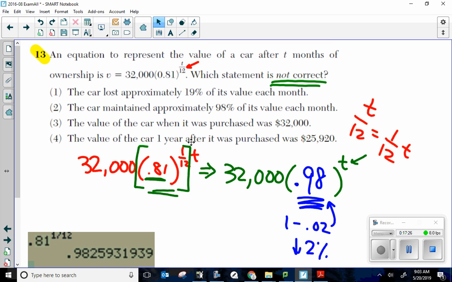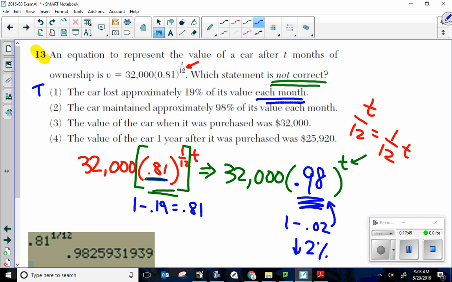All right. So now that I've done that, let's take a look at our options. The car lost approximately 19% of its value each month. Right there, they're assuming you're going to look at this and say, yeah, 1 minus 19% gives me 81%. That must be true. That is not true, because if you are going to look per month, you need to get this t alone. Per month, we lose 2%. That is absolutely false. All right, let's go over the rest of these to ensure that they are true.